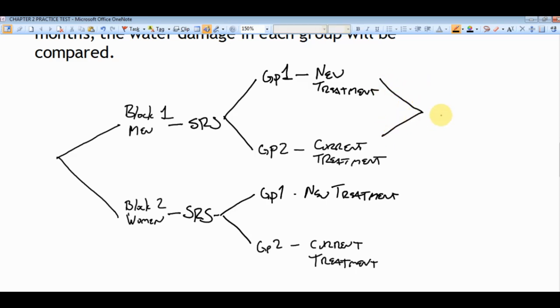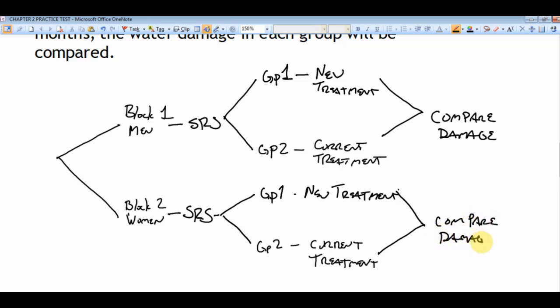We're going to compare. And again, compare damage. Okay. So that's your block design.